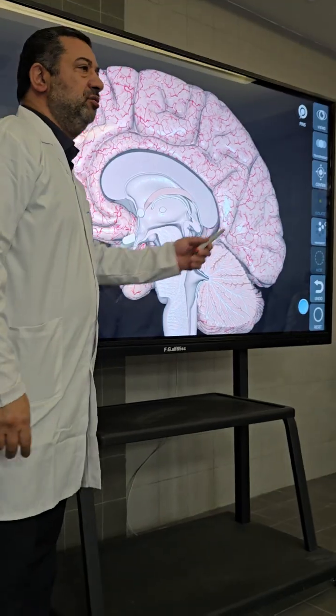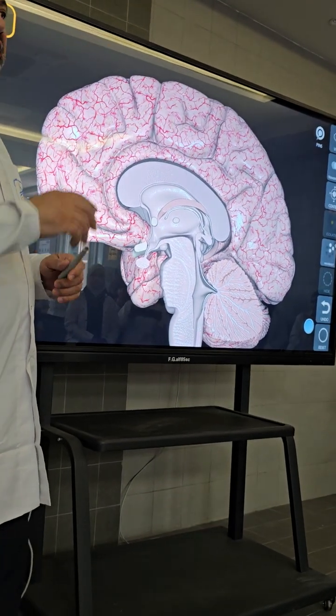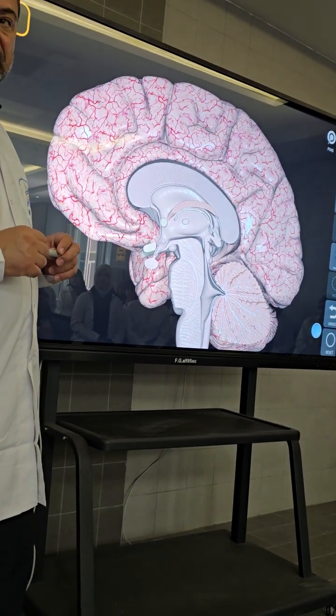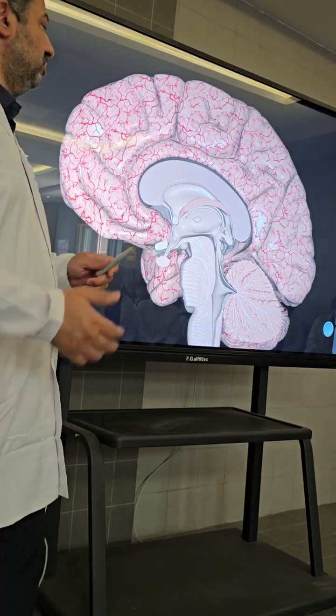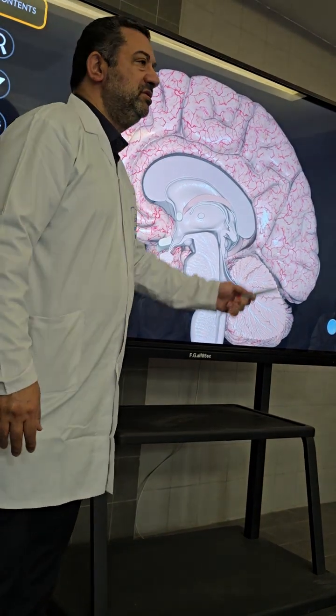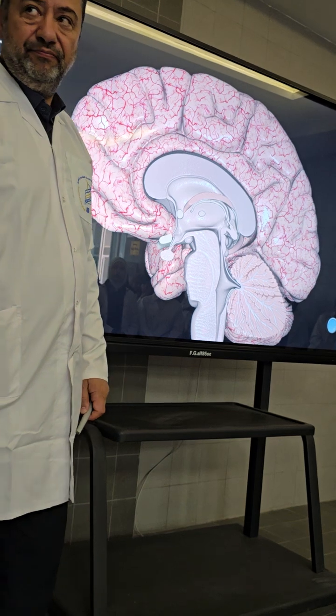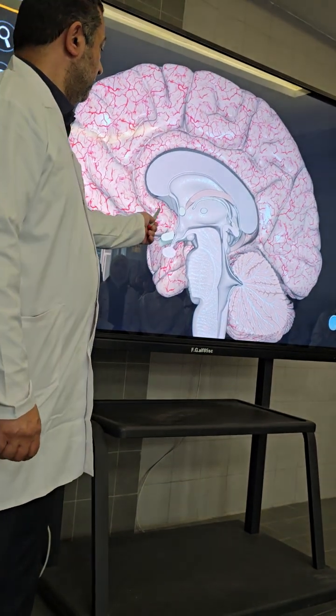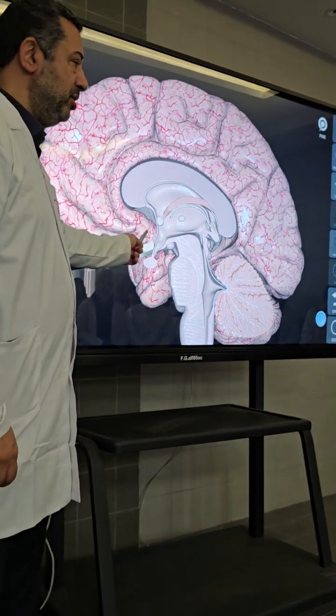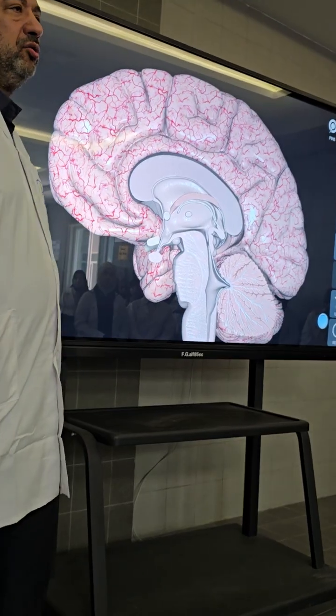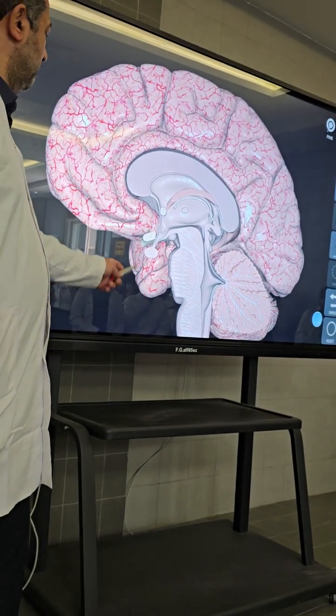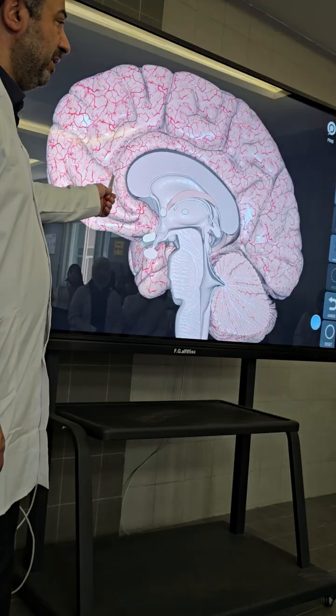Superior to the corpus callosum, there is a layer of gray matter called indusium griseum. Superior to the indusium griseum, there is a sulcus called the callosal sulcus. From the parolfactory area, anterior to the rostrum of the corpus callosum, this sulcus begins.